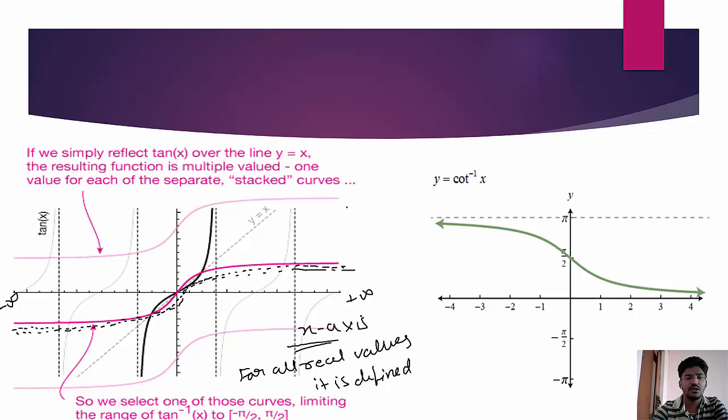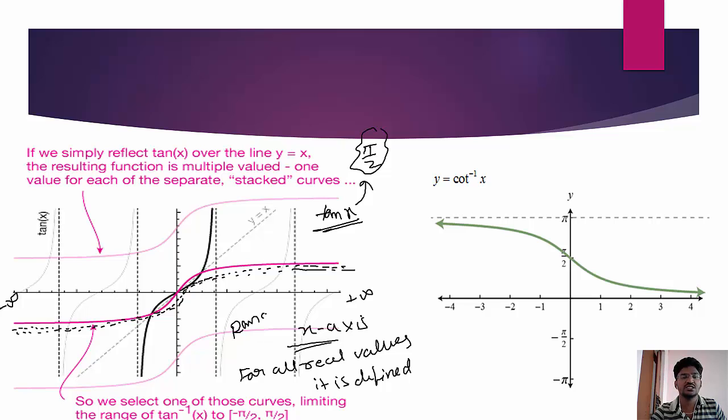If you see, in the tan x, it is not defined for pi by 2. Clear? But here you can see that in the tan inverse x, it is defined for all the real values.